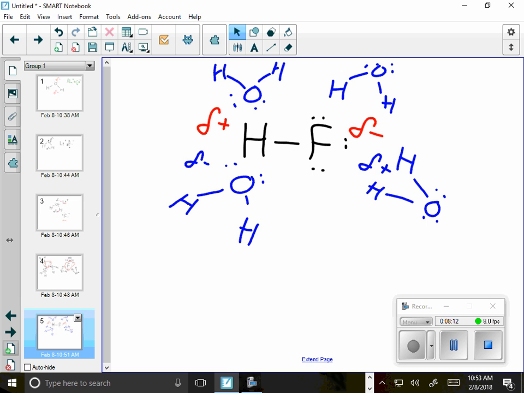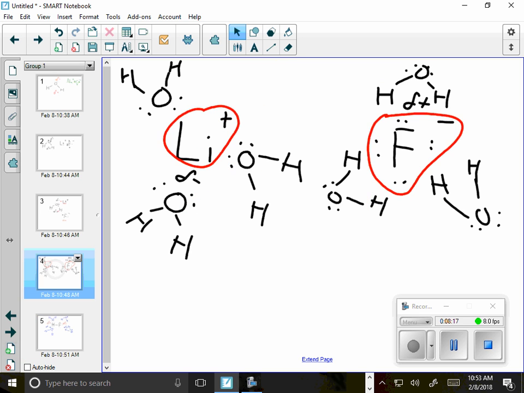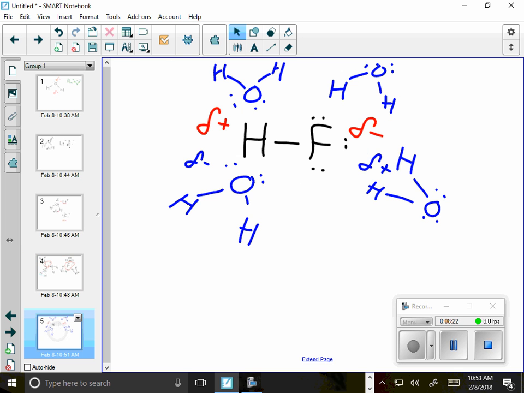On your homework for tonight, you are going to have to do a problem where you're drawing the dissolving of an ionic compound, like I did with the lithium fluoride here. You're also going to do a problem where you draw the dissolving of a polar covalent compound.